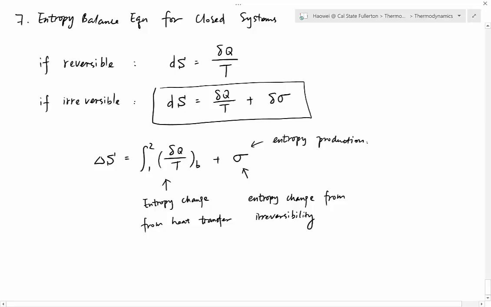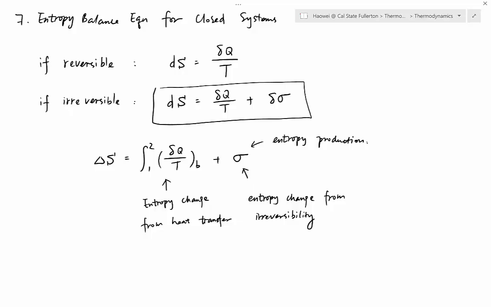So now the left-hand side is the change of entropy. What does the right-hand side tell you? The right-hand side tells you the change of entropy has two reasons. The first reason comes from heat transfer, which is the first term on the right-hand side. And the second reason is entropy production, which comes from irreversibility, and that is the second term on the right-hand side.